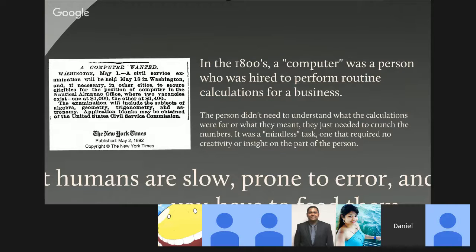Basically, a computer was a calculator in the sense that you did calculations. And you didn't need to know what those calculations meant, right? You did those calculations to keep the books for a business. You didn't need to make the business decisions. You didn't need to understand what the numbers meant. You just needed to be able to do the math to churn out the calculations.